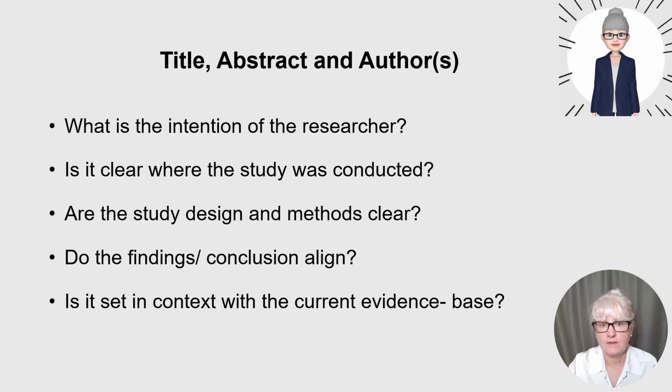So from your title and abstract, the authors should make it clear what type of study it is, how it was conducted, along with the findings. So what's the intention of the researcher, the aim or purpose of the study? Is there a research question or problem stated? Is it clear where the study was conducted, the setting? Does it make clear the study design and the methods used?